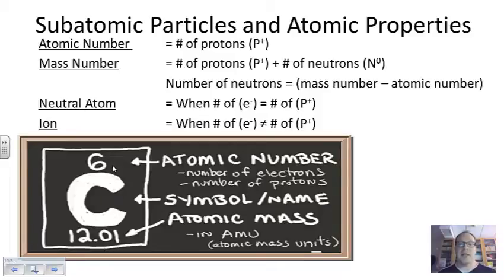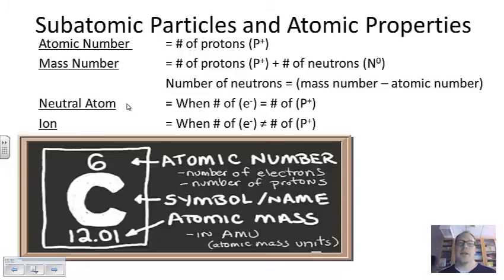12 minus 6 would tell me how many neutrons there are. So again, what you can do to figure out the number of neutrons is take the mass number, which is this number down here, the 12, and then subtract the atomic number, which is this number up here in the periodic table boxes. The difference between those two numbers is going to be your number of neutrons. And generally what you do is round to the nearest whole number to figure out the number of neutrons, because I'm not going to say that there are 6.01 neutrons in a carbon atom. That just doesn't make any sense.